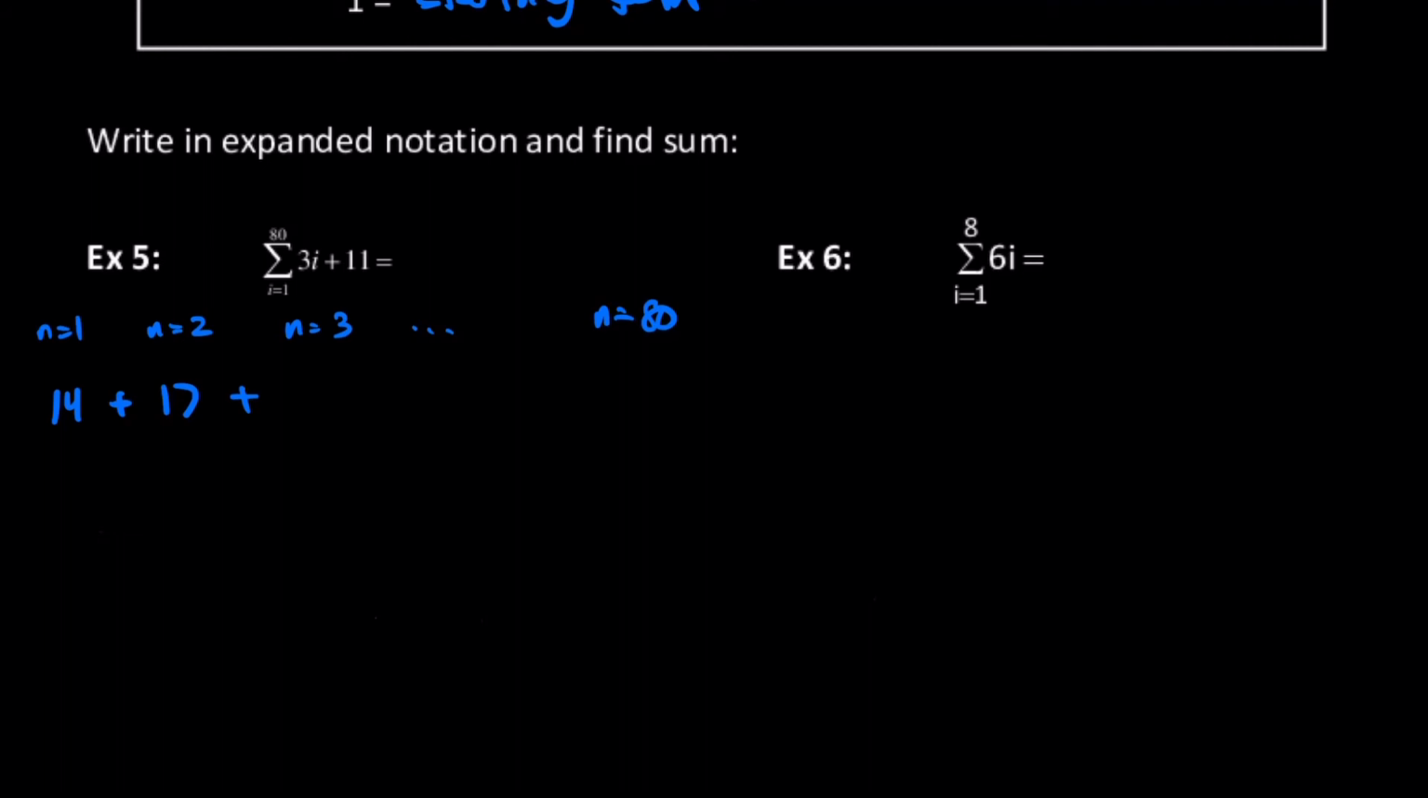Plus, now I take a 3 and put a 3 in here. 3 times 3 is 9 plus 11. That's going to be 20. Plus, ... plus, now I'm going to take my 80. 3 times 80 plus 11. 240, I think that's 251.